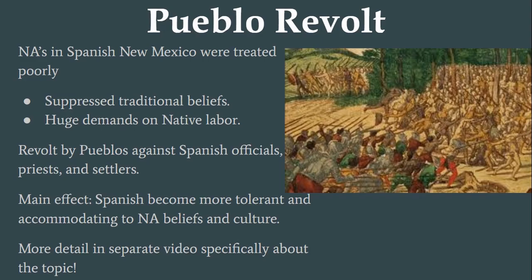For the Pueblo Revolt, we go back to the Spanish colonies, and specifically Spanish New Mexico, where Native Americans were treated very poorly by the Spanish, including suppressing their traditional beliefs and putting huge demands on native labor. The Pueblo Native Americans rebelled against Spanish officials, priests, and settlers, and for a short period of time had driven them out of the region. However, the Spanish would return, but became more tolerant and accommodating to Native American beliefs and culture. I went into a lot more detail in a separate video specifically about the topic, so check that out.